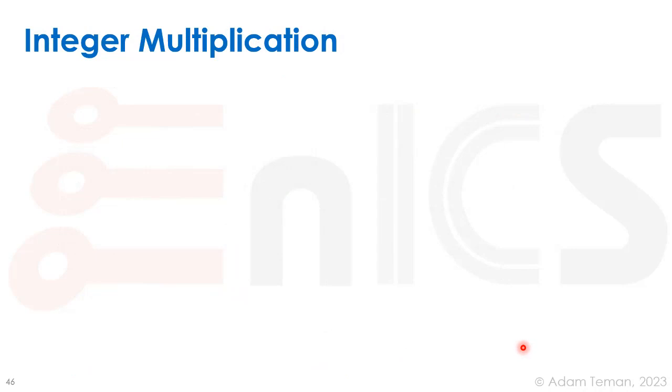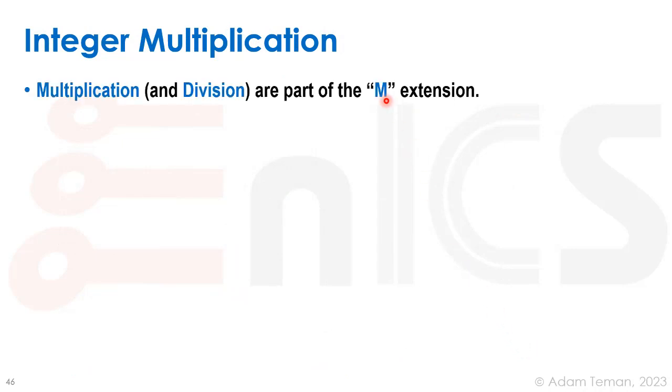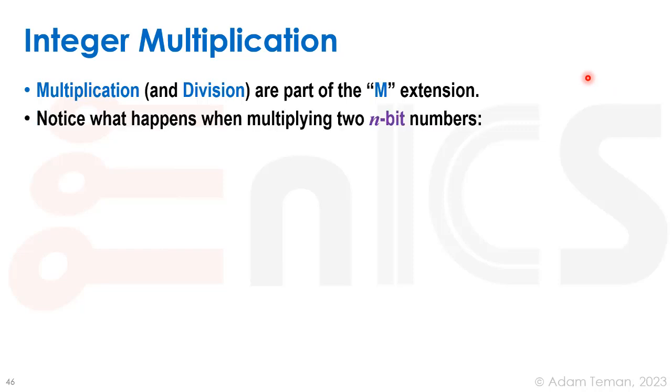The next thing is multiplication. We said that the M extension has multiplication and division, which are not defined as part of the base integer architecture. In other words, if we just implement the base integer architecture, we're going to have to use a type of shift and add to implement multiplication. If we add the M extension, we're going to actually put a multiplier inside.